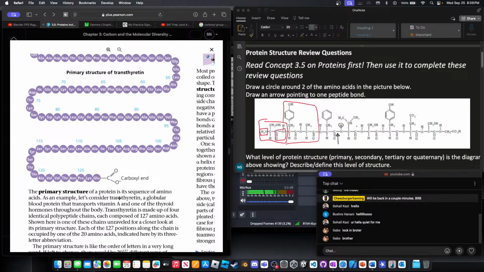As an example, let's consider transthyretin. Transthyretin? Yeah, so this one right here.